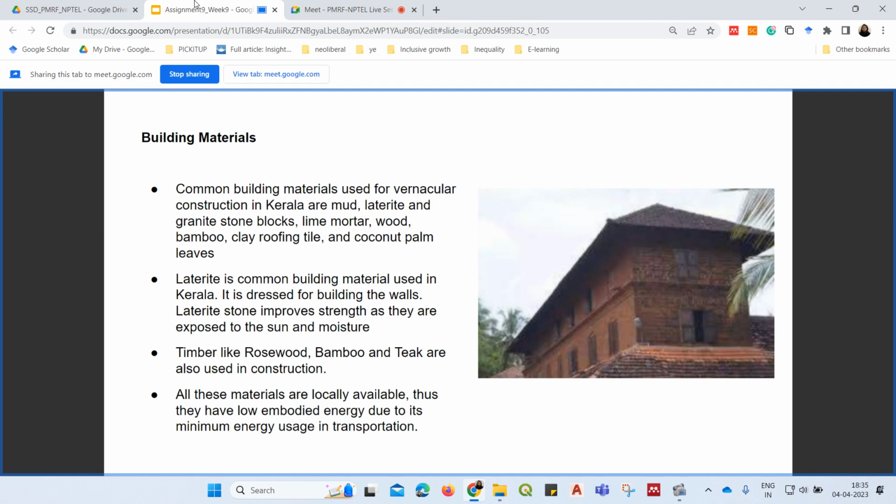I think you might remember the concept of embodied energy, which we studied pertaining to different construction materials. The farther away a construction material is, and the longer you take to transport it, the more energy is required in transporting that material. So the embodied energy, or the energy required to obtain and use a specific building material, increases. But because all of the vernacular building materials used in these structures are locally available and locally sourced, the embodied energy of these building materials is very low.